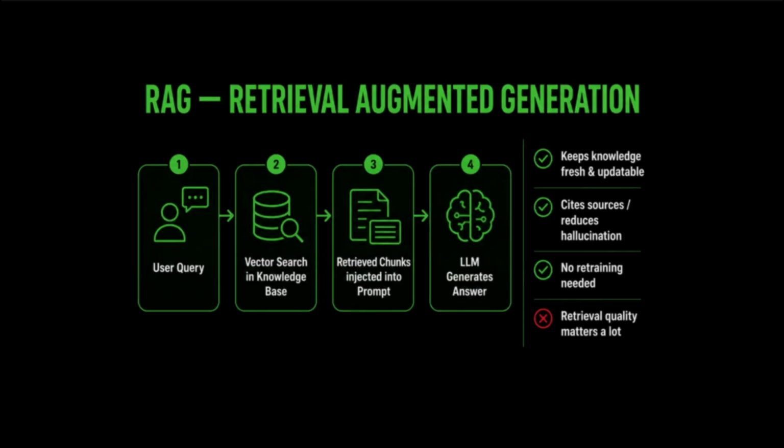RAG solves the knowledge problem without touching the model's weights. At runtime, you retrieve the most relevant documents from your database, that is your PDFs, your Notion pages, your product docs, and inject them into the context window before the model answers. The model now has the information it needs, and this is why RAG has become the default architecture for enterprise AI assistants. It keeps knowledge up to date without a single GPU hour of training.